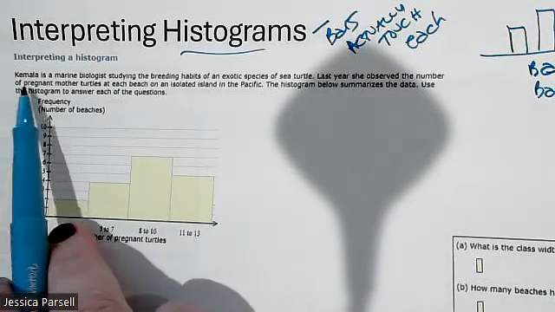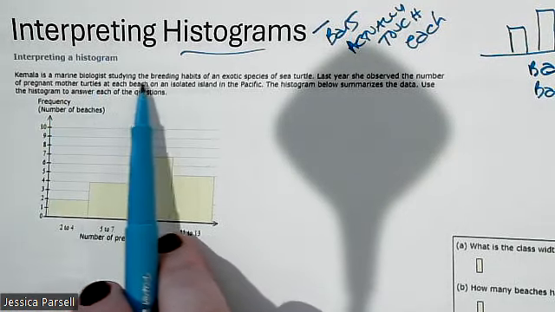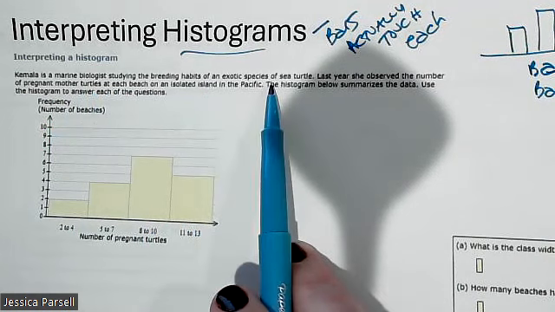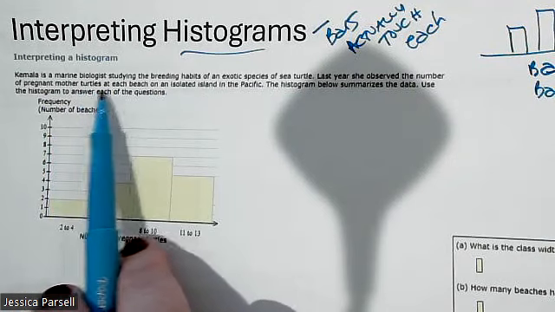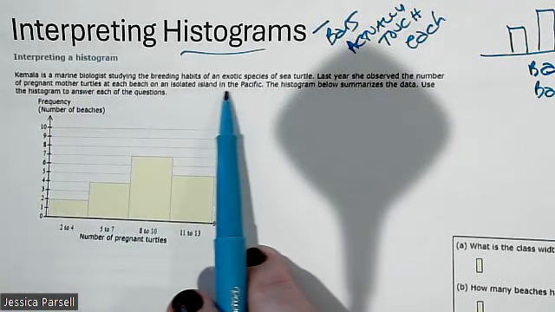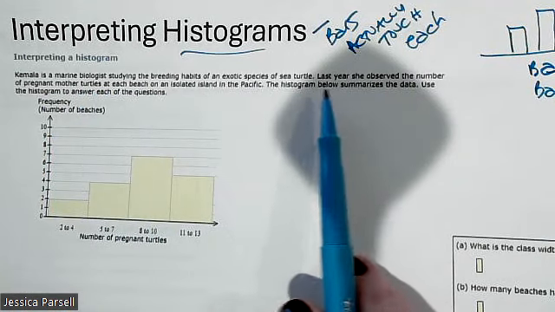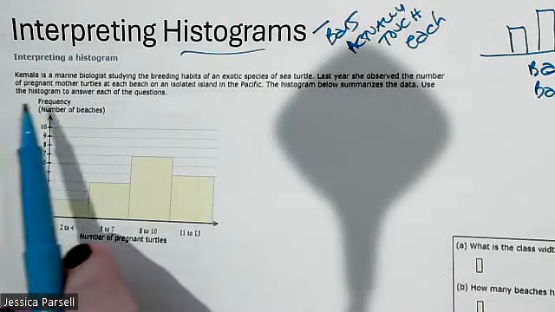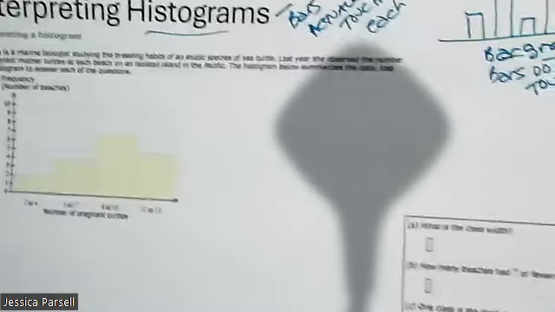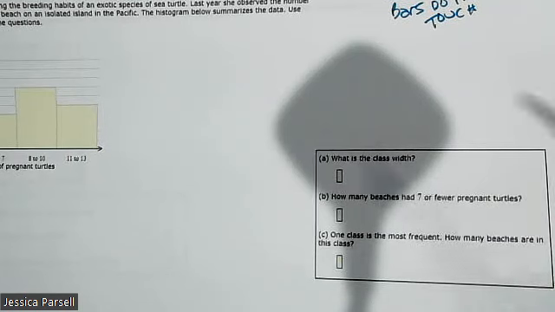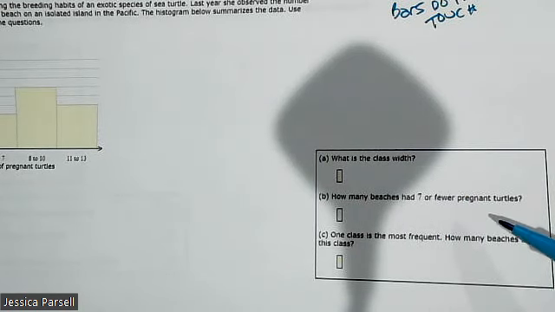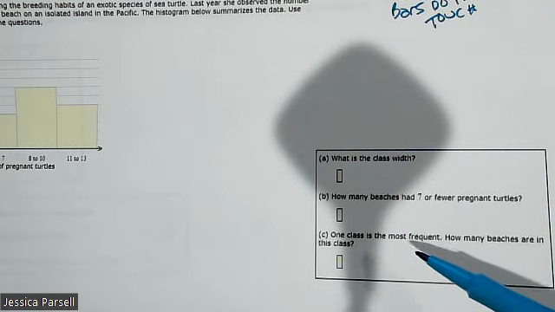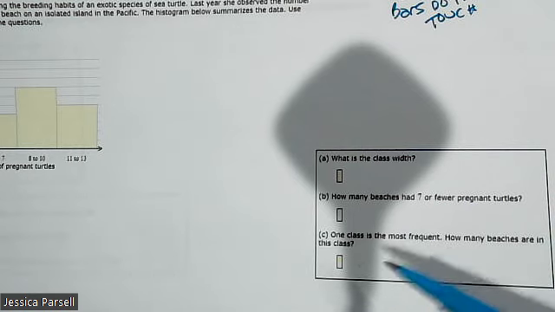All right. Kimala is a marine biologist studying the breeding habits of an exotic species of sea turtles. Last year, she observed the number of pregnant mother turtles at each beach on an isolated island in the Pacific. The histogram below summarizes the data. Use the histogram to answer the questions. The questions are down here in the corner. What's the class width? How many beaches had 7 or fewer pregnant turtles? And which class is the most frequent class? How many beaches are in this class?